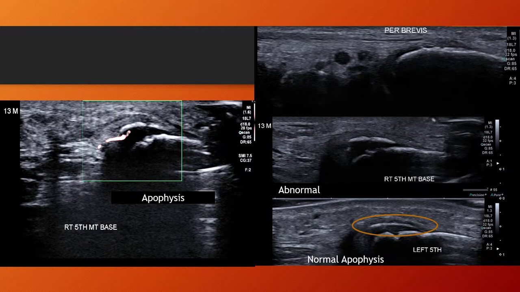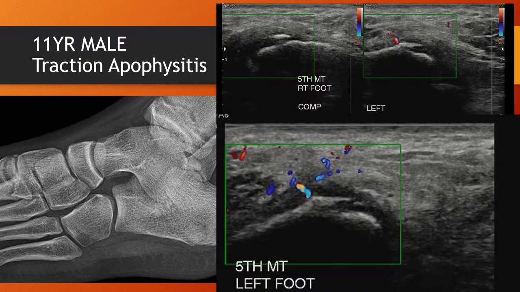When it's painful and looks different, we call it apophysitis, and it's usually caused by repetitive traction. In this location we call it Iselin's disease, or Iselin's disease as I'll be pronouncing it today. Our non-tender side is the bottom right. Our tender side, you can see slightly thickened soft tissue and a little bit of fragmentation.